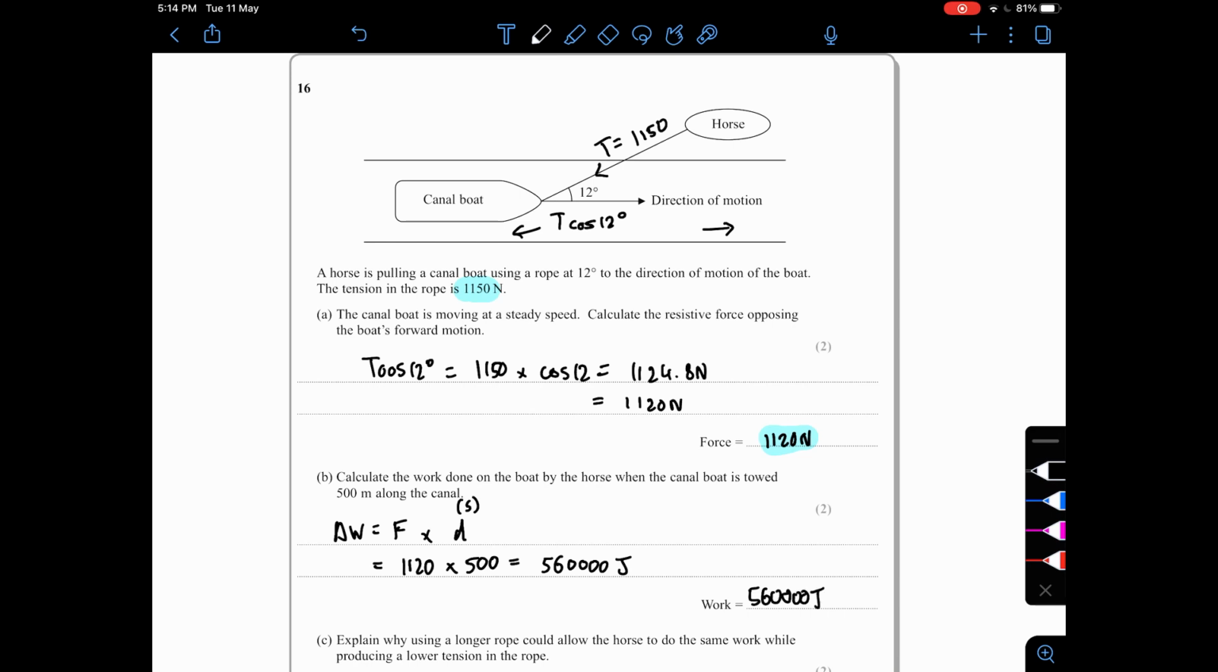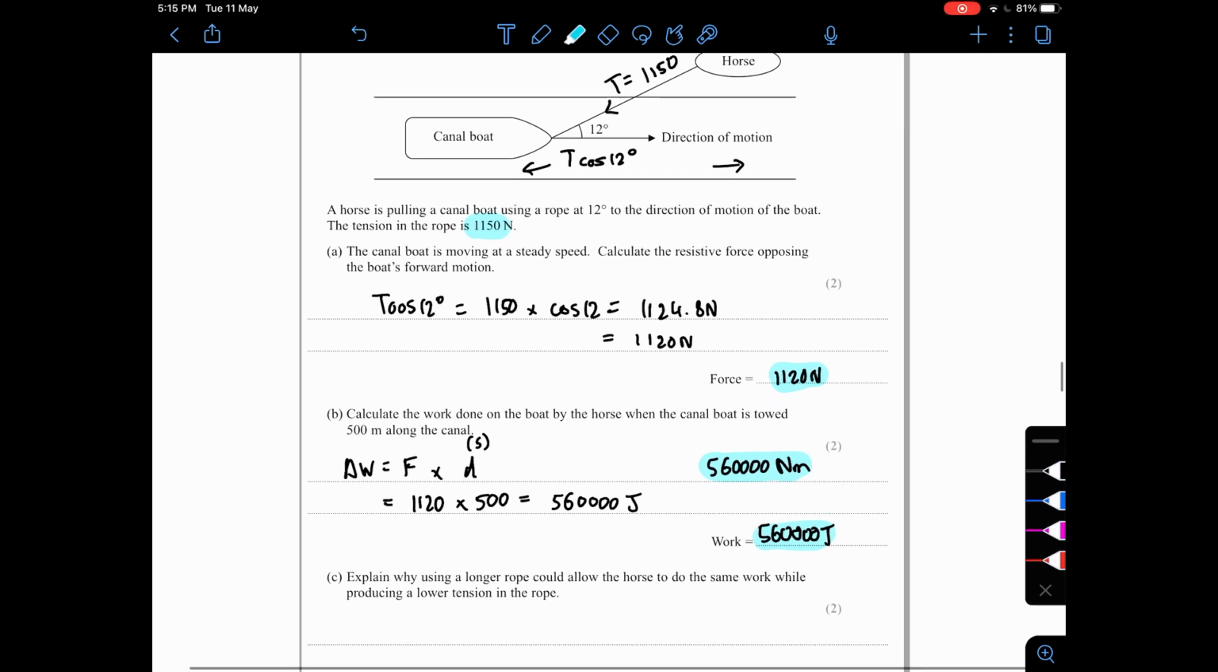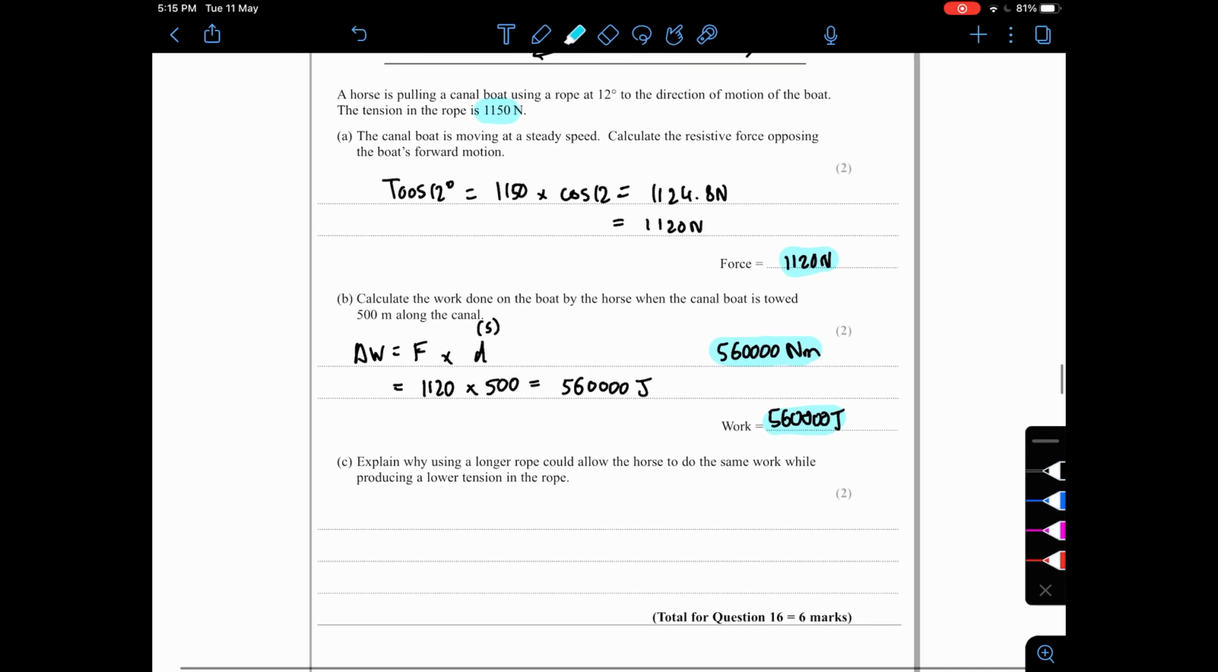You could also write newton meter. Newton meter is also a correct form. So if you were to write 560,000 newton meters, this is also correct. So don't be afraid that you'd be wrong. This is the same thing, because initially I thought it was newton meters, and I looked back and was like, oh, it's also joules.